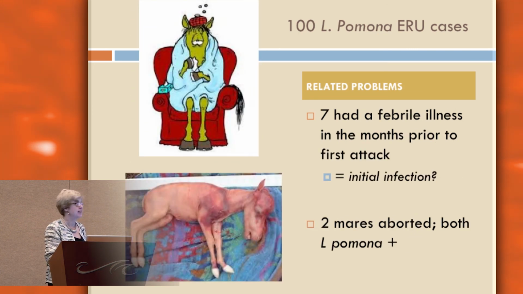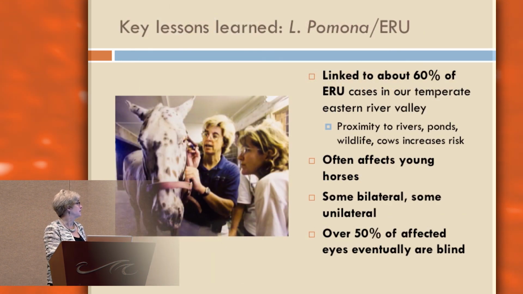When I look back in my records, I did have notations that 7 of them were seen for a febrile illness in the months prior to the first attack. And again, the 2 mares, including the real valuable one that aborted, both of those were L. Pomona positive. So L. Pomona is linked to about 60% of ERU cases in a temperate eastern river valley.